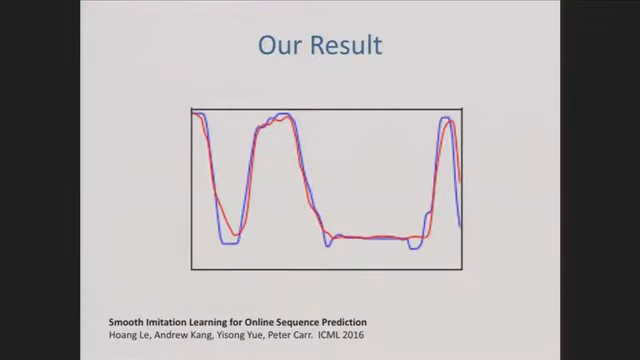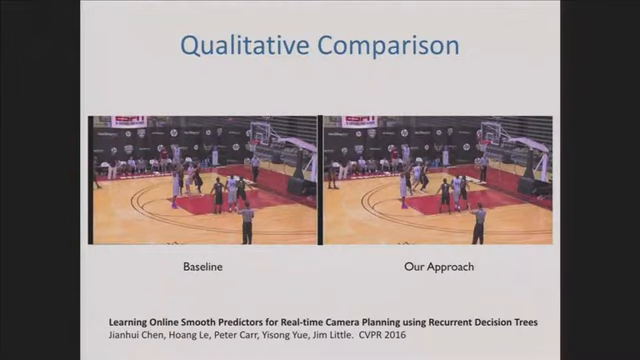And so here's our result on one sequence of gameplay. The blue is the ground truth, and the red is our approach. This was trained on 30 minutes of demonstration data. We could also do a qualitative comparison by superimposing the predictions onto the actual original game footage. On the right is our approach. On the left is one of those baseline two-step ad hoc approaches.